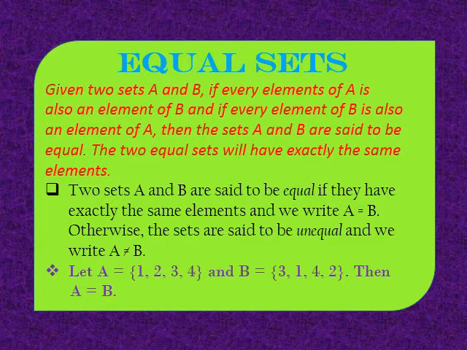Clear? Now mark my words, the elements have to be equal. I'm not saying that A has 4 elements, B has 4 elements, so they are equal. Their elements must be equal. Like I've given an example, A is 1 2 3 4 and B is 3 1 4 2. Now if you look at the elements of A are 1 2 3 4 and the elements of B are also 1 2 3 and 4, then we can say A is equal to B.